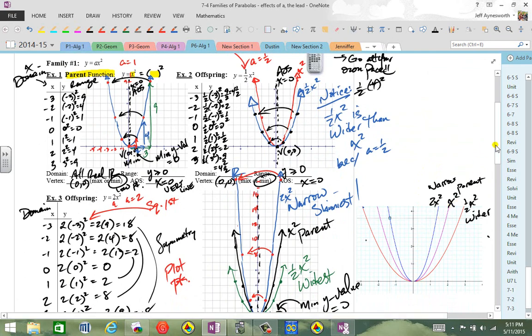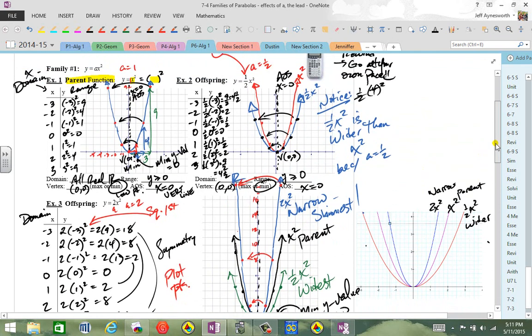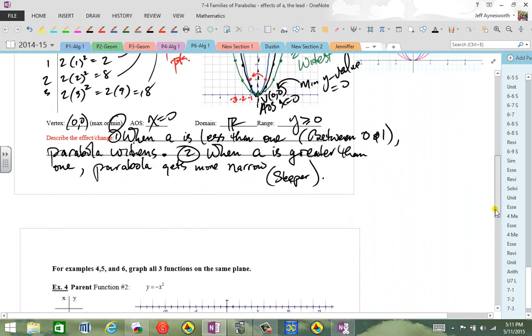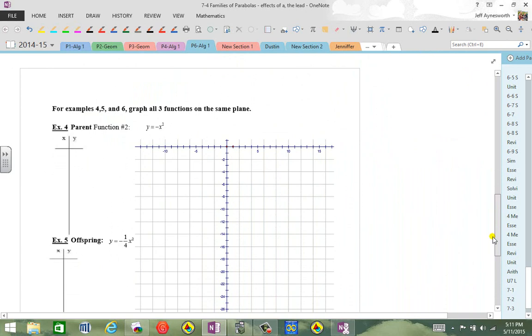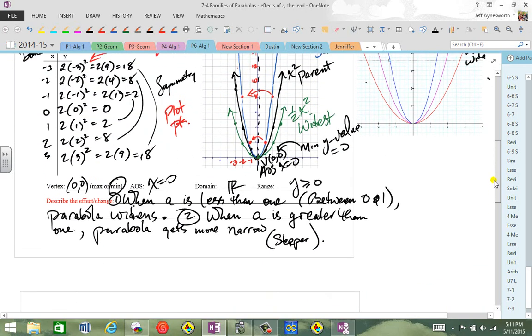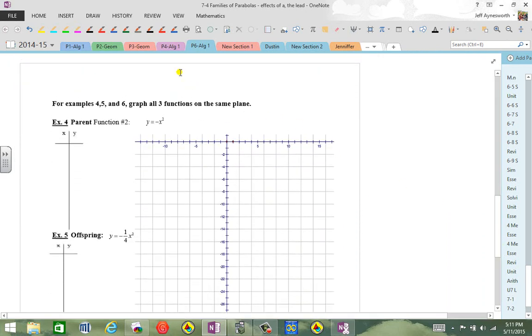The next thing you need to learn is what happens when A changes and you make it negative? What happens? Okay, right, like right here. What happens when it's negative? So let's get into it. Let's go for it here.